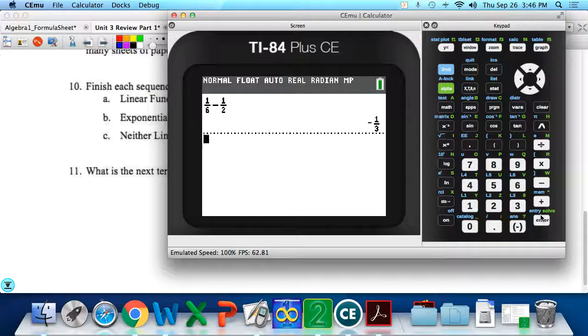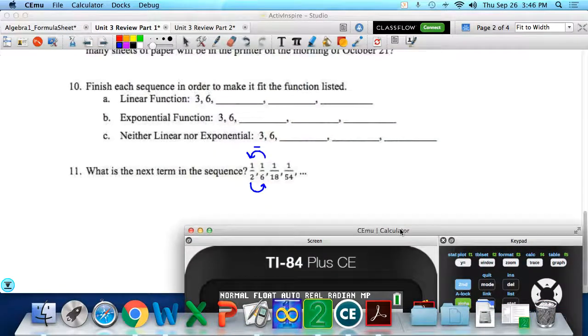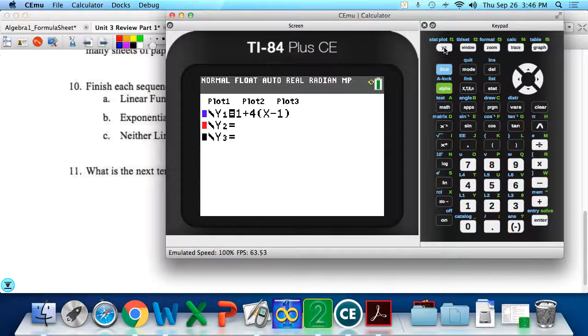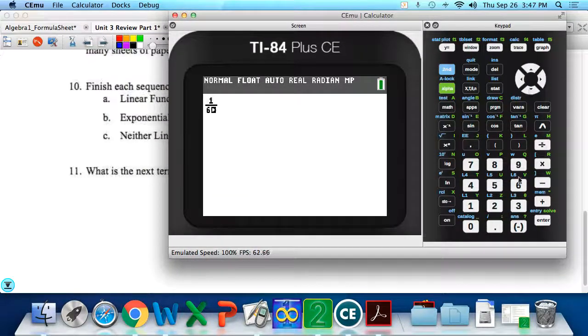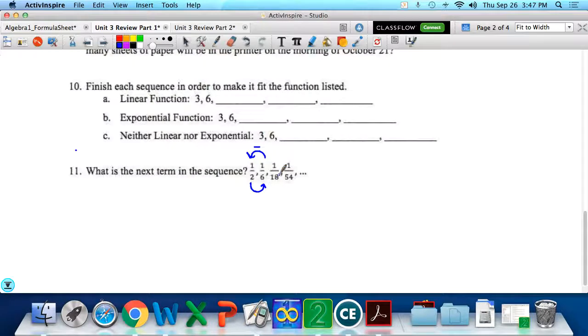And this says common difference is subtracting a third. Okay? So going forward, we subtract the third, subtract the third, subtract the third. Well, let's test it. You have to test it. Alpha y equals enter. One-sixth minus our suspected difference of 1/3. And we get negative 1/6, not 1/18. What that tells me is it's not arithmetic, meaning it is geometric.